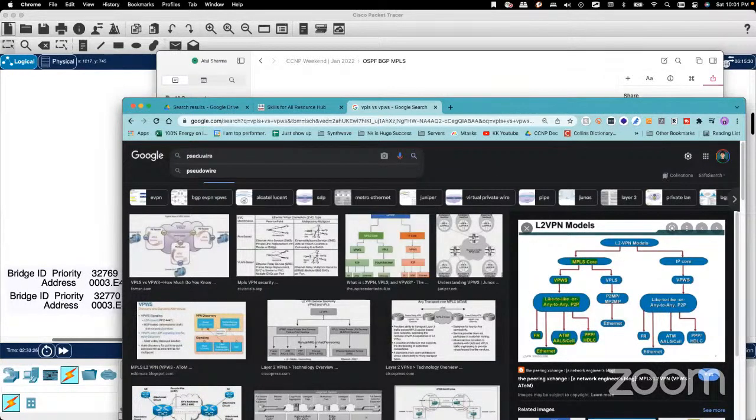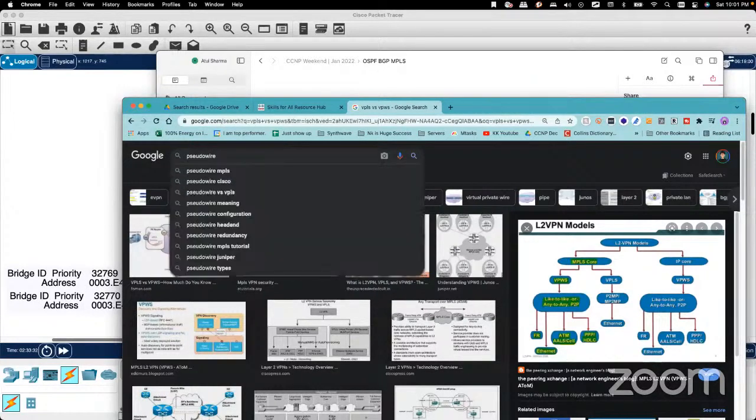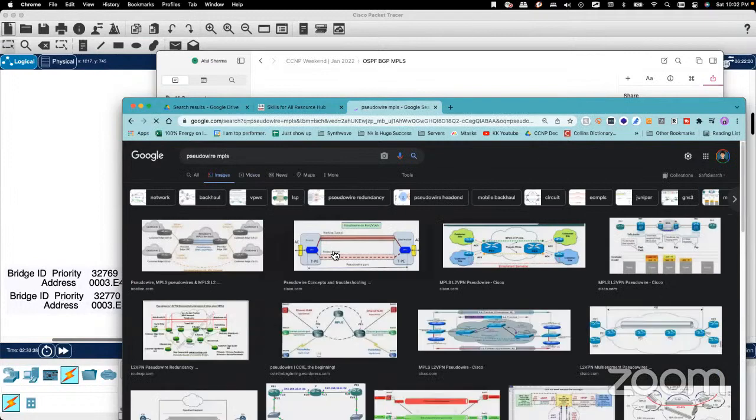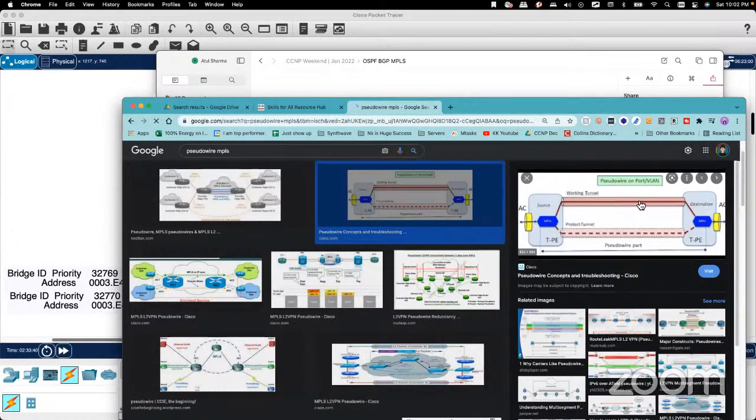Okay, when you check pseudo wire, there is a thing which is called any connection, whether it is pseudo wire, MPLS and all. So any connection, okay, can you see that pseudo wire?